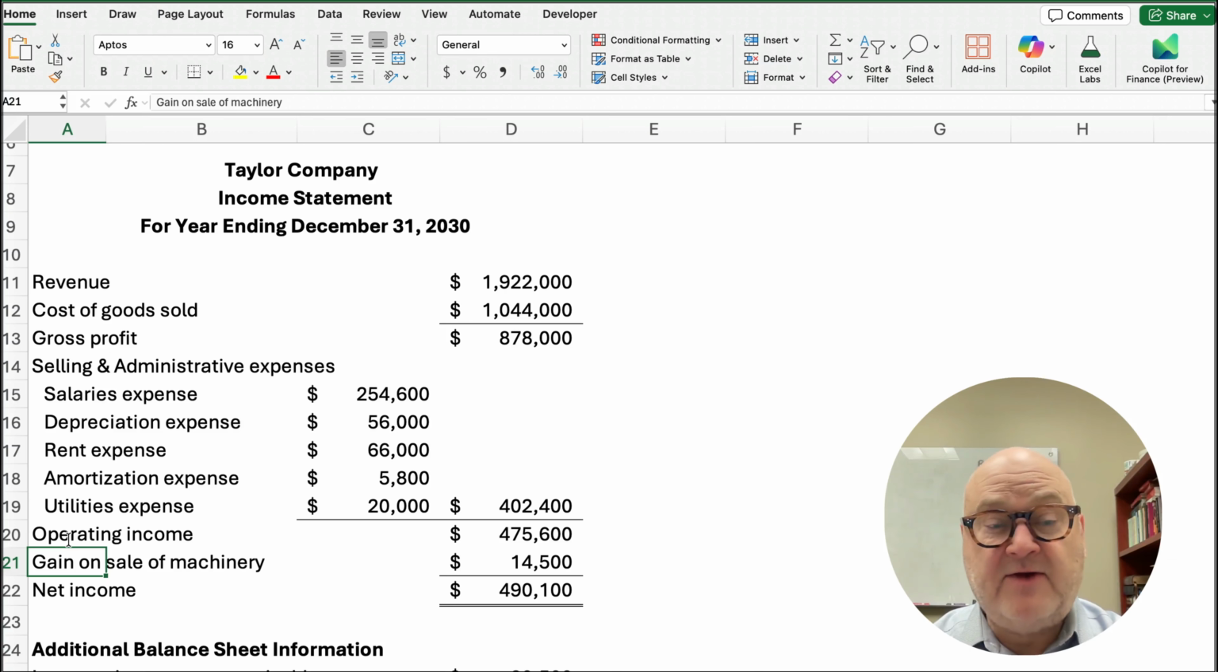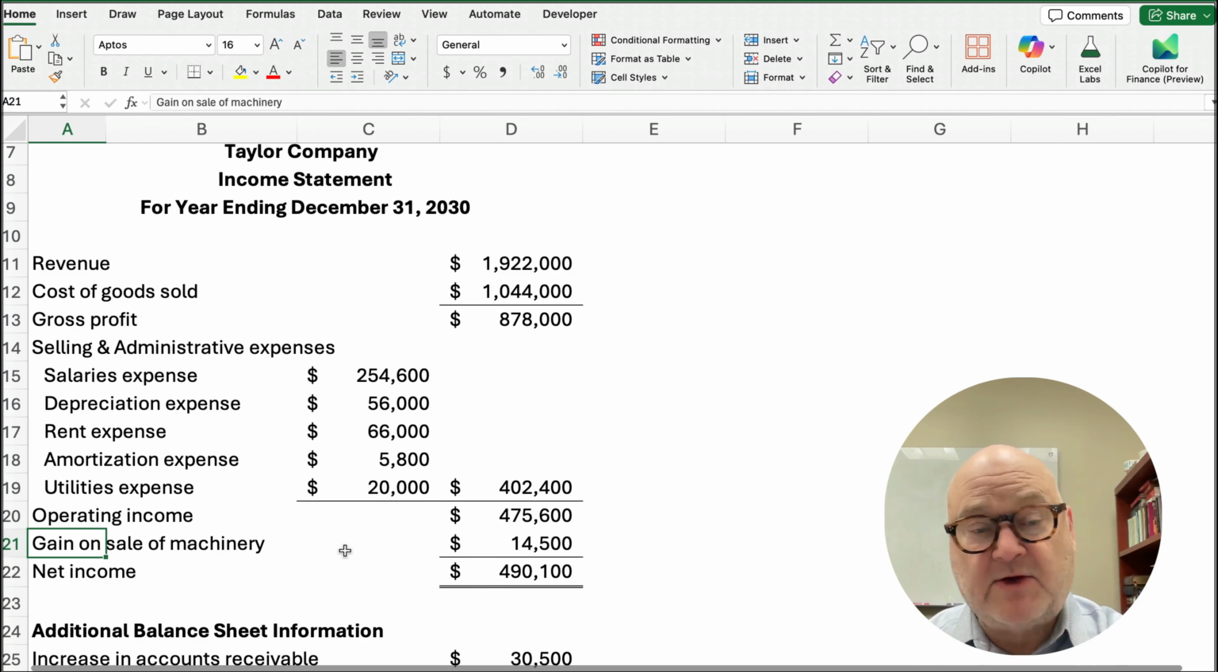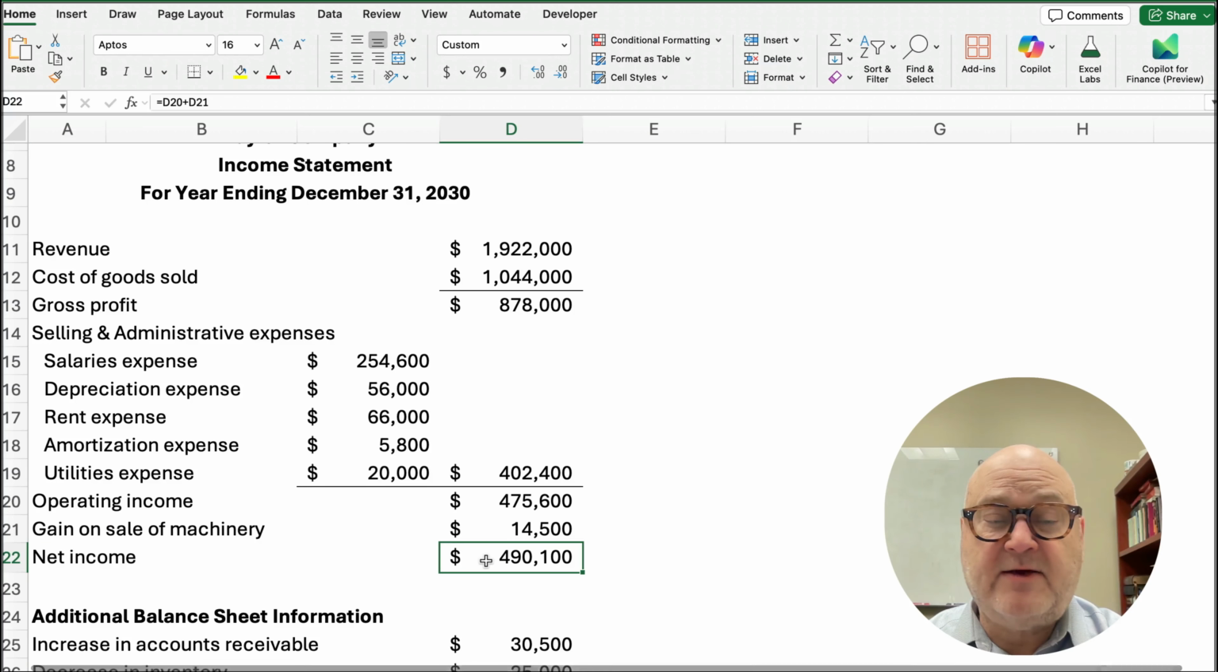And then we have gain on sale of machinery, which is not an operating gain because we sold some machinery, and then we end up with net income. So here's our income statement.